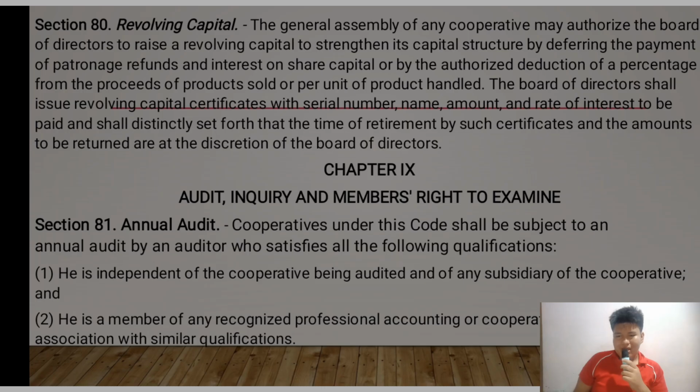So, move on tayo sa Chapter 9, Audit, Inquiry, and Members' Right to Examine. Section 81. This section mandates annual audits for cooperatives, requiring an independent auditor who is a member of a recognized professional accounting or Cooperative Auditors Association. So, dito sa section na ito, pumipili ng isang independent auditor para ma-manage yung funds ng cooperatives.